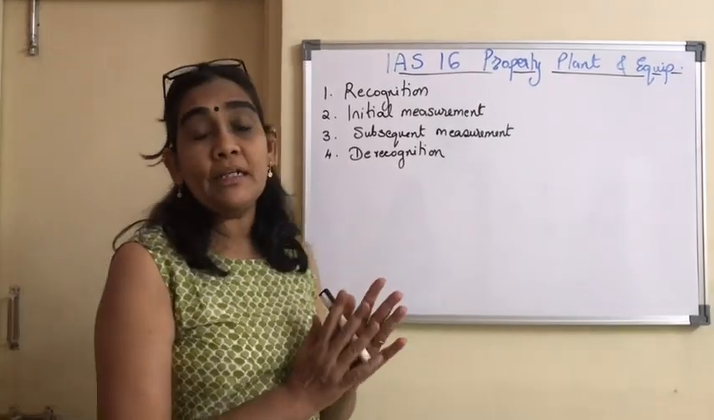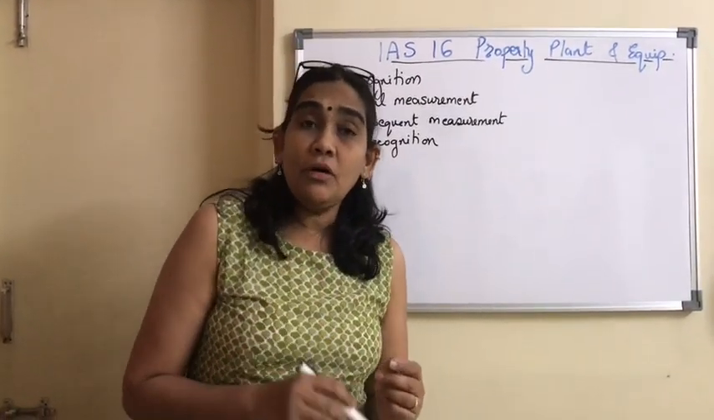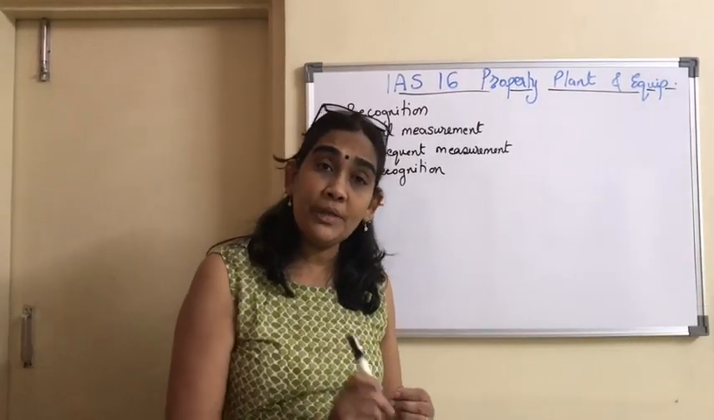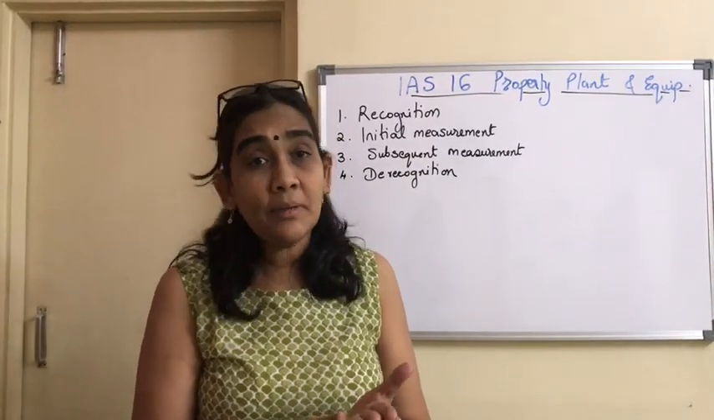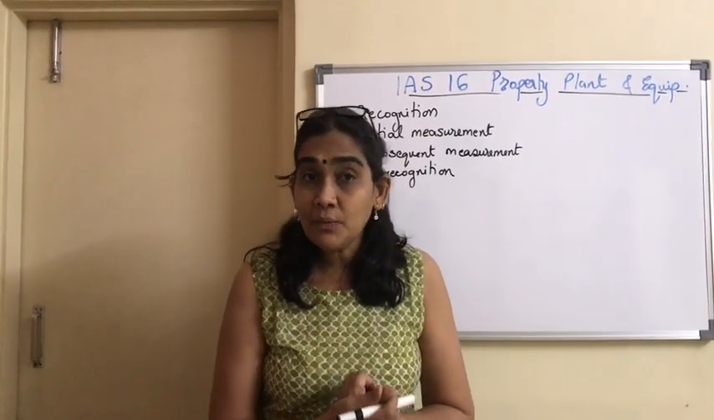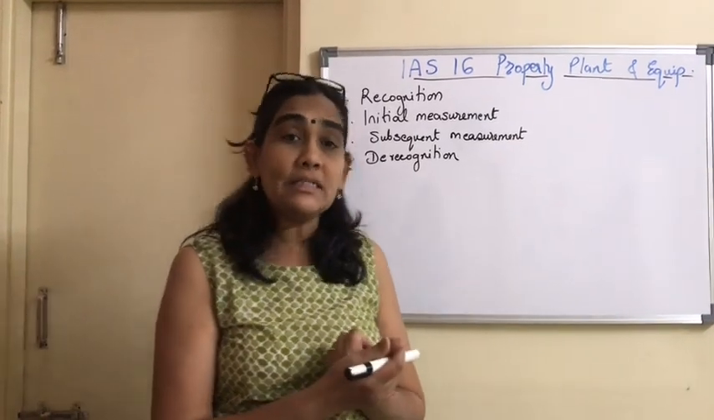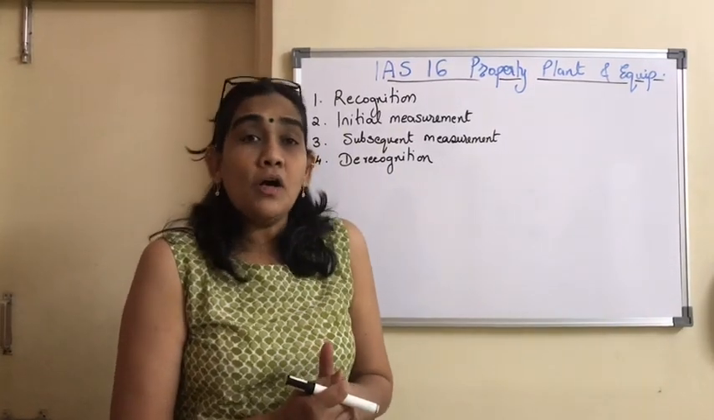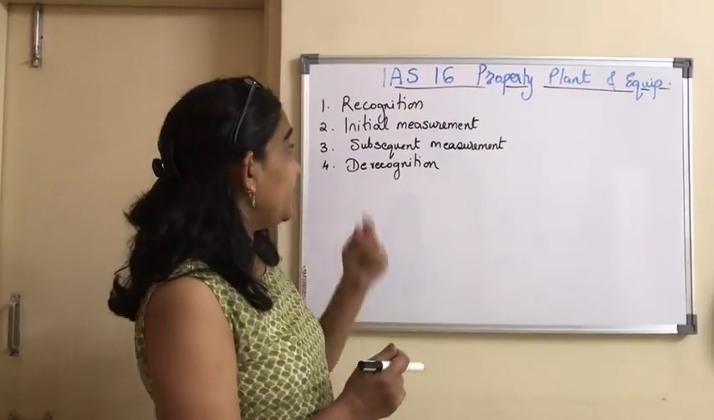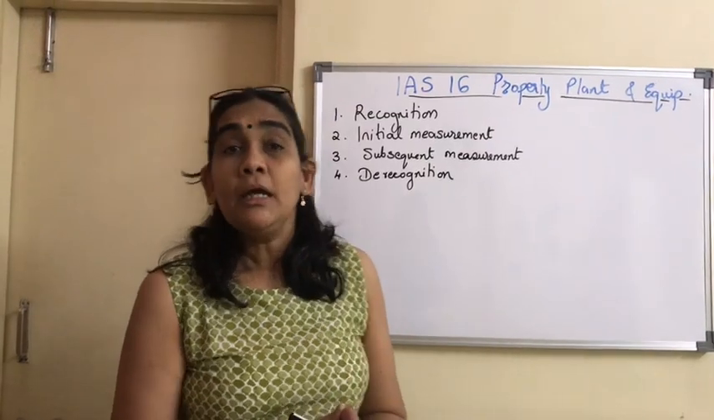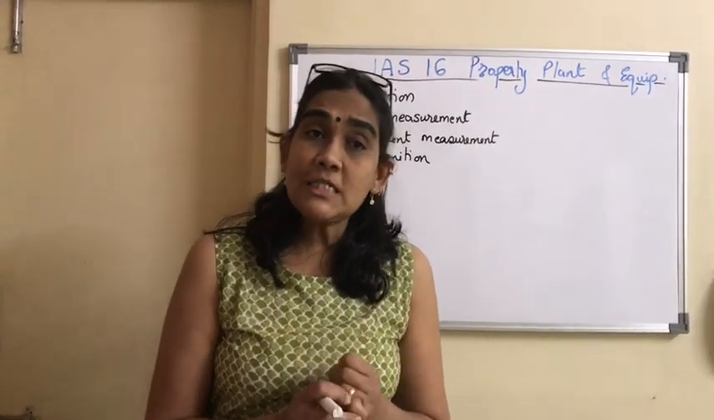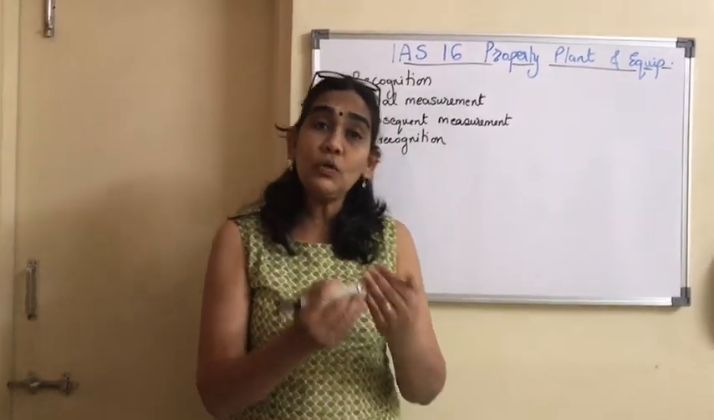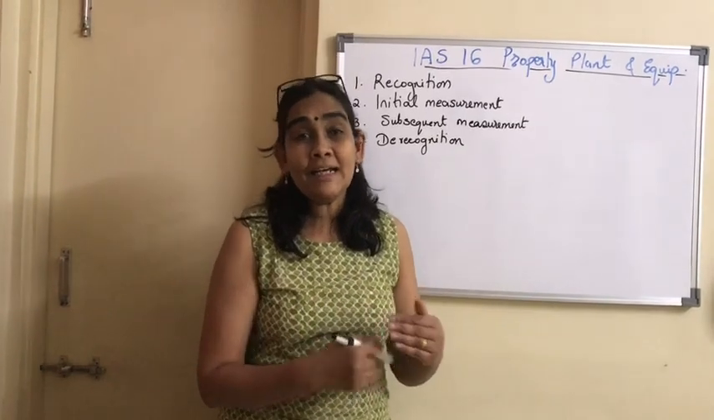Now, when we talk about initial measurement, when you are going to record the property, plant and equipment for the first time, how are you going to put a value to it? Of course, as I said, there should be a reliable measure. So you should be able to identify the costs related to the property, plant and equipment. When calculating the cost for the first time, you will include all the costs incurred in getting the asset to the current position for the intended use.